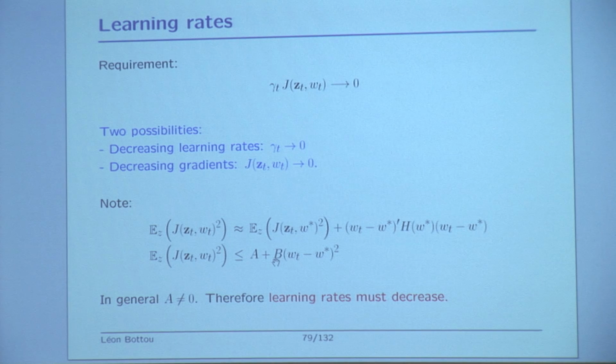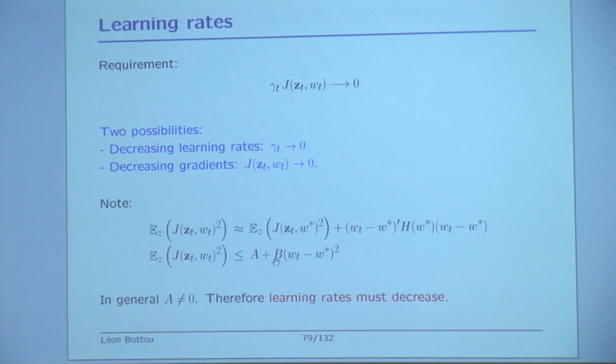So for the learning rates, the gamma t, we have the requirement that gamma t times the update itself goes to 0. Otherwise, you're floating above the optimum, you're not going to converge. And you have two ways to enforce that. One is to have learning rates that decrease, and the other one is to have gradients, even though they're not necessarily the gradients, that decrease.